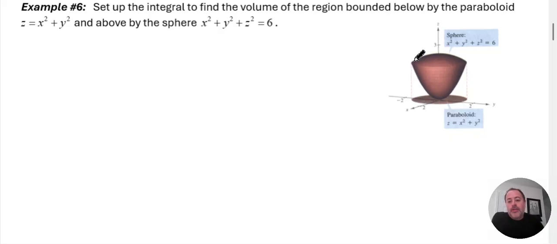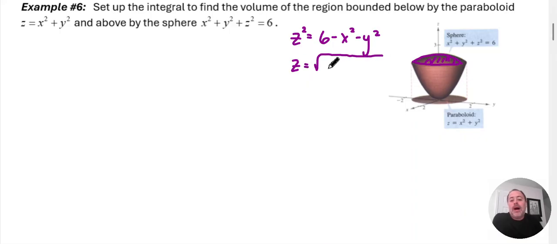So the first thing that we're going to do here is acknowledge the fact that this sphere is given to you in terms of all three variables. Since we're looking at the z-axis, we want to see what z will be equal to here. So we solve for z, which gives z squared is equal to 6 minus x squared minus y squared. That means z will be equal to the positive root of 6 minus x squared minus y squared. So that's actually the upper surface of our curve.